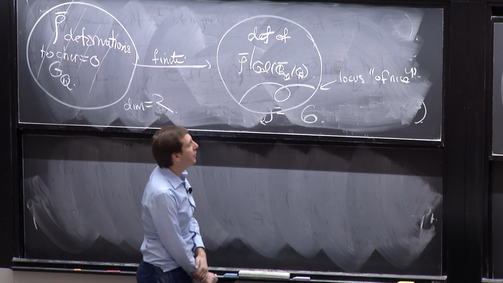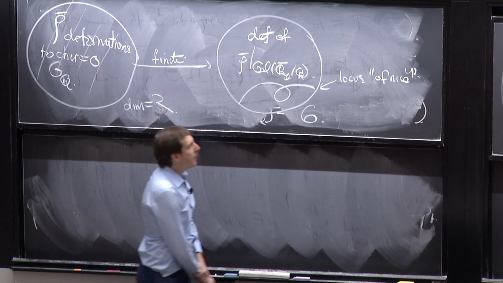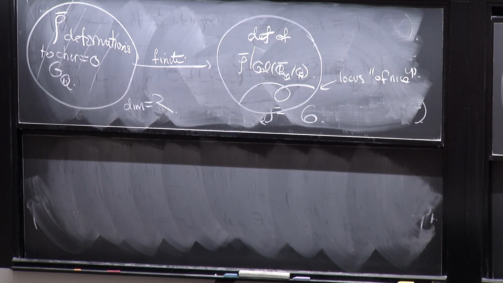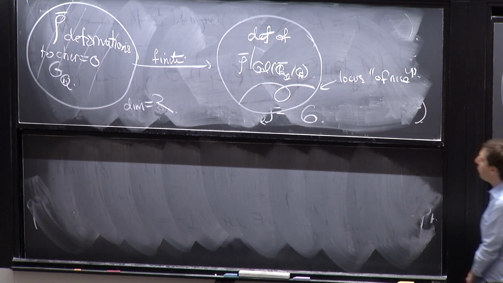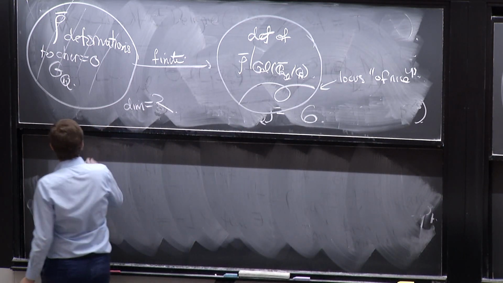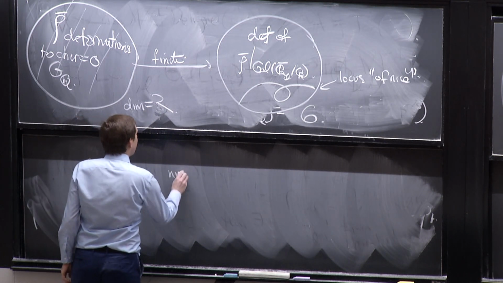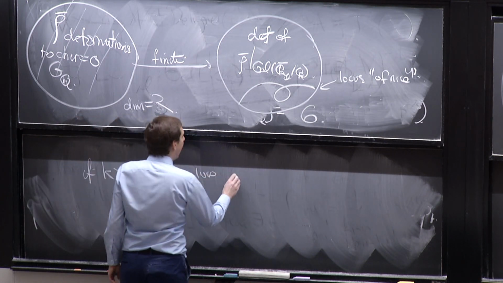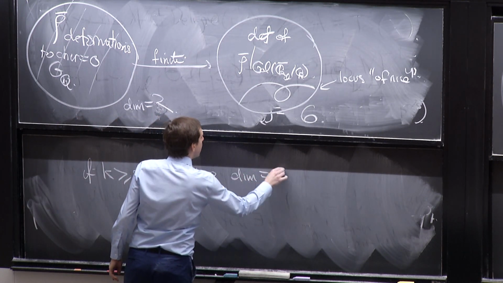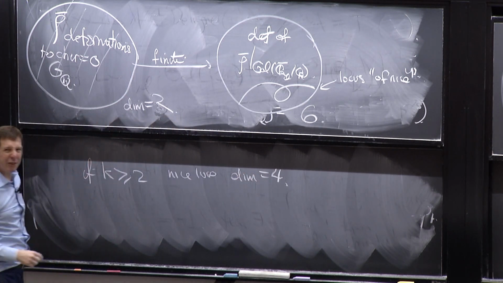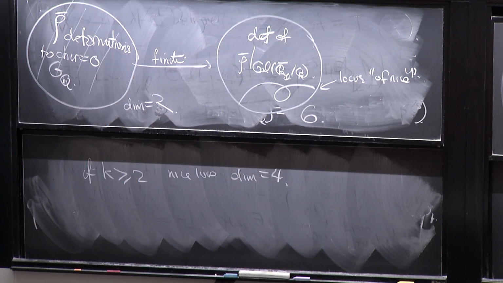So what is this locus of nice things? Well, of course, what do we mean by nice? We have some weight k involved. And so here's what happens, is that if k is bigger or equal to 2, then the nice locus has dimension equal to 4. And so that's good. If you intersect a 2-dimensional space and a 4-dimensional space inside a 6-dimensional space, it might be reasonable to hope that the intersection is finite.